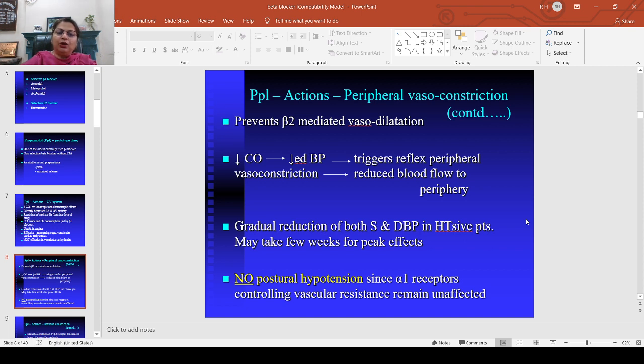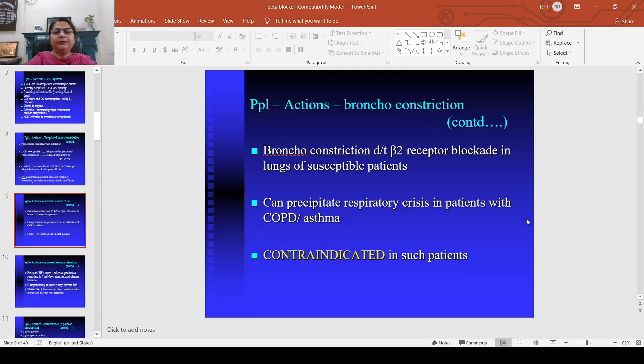Beta blockers do not cause postural hypotension, since alpha-1 receptors controlling the vascular resistance remain largely unaffected. Propranolol also causes bronchoconstriction, which is due to the beta-2 receptor blockade in the lungs of susceptible patients. In these patients, it causes bronchoconstriction, thereby precipitating a respiratory crisis in patients with COPD or asthma. Therefore, they are contraindicated in such patients.